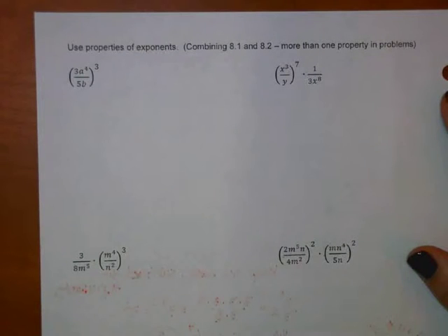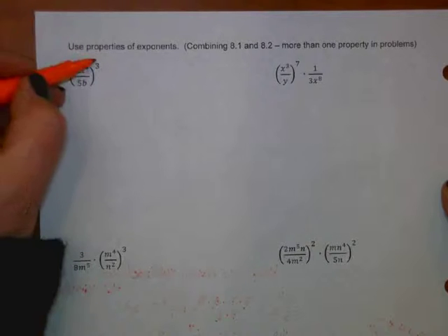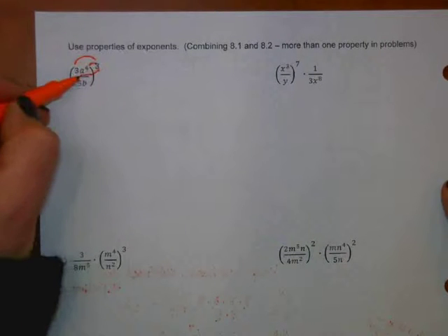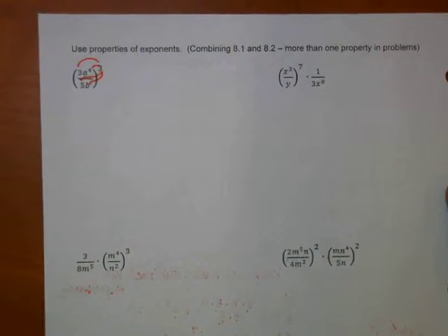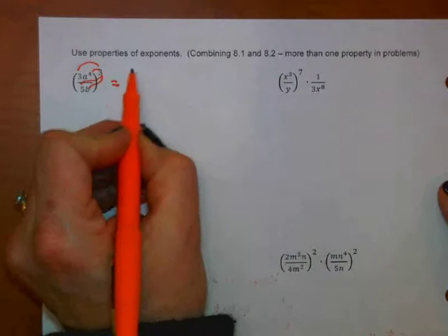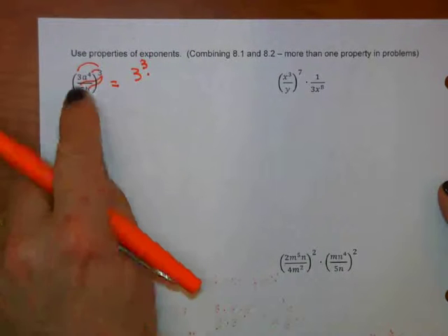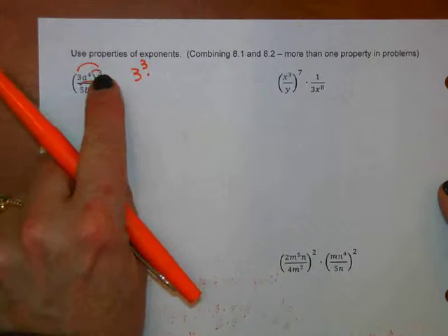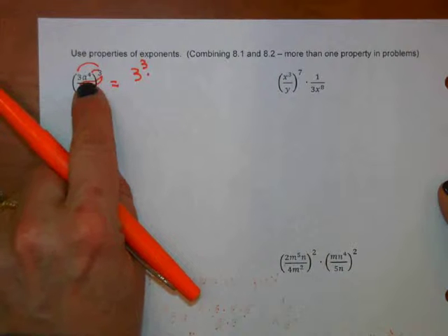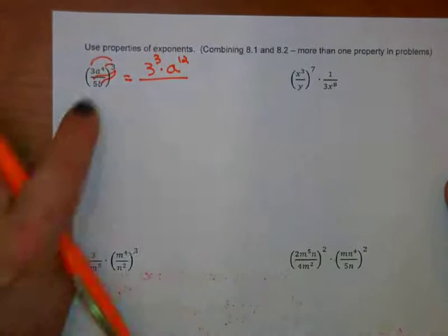Let's look at this. We've got all this stuff raised to the 3rd power, so we have to put that 3 on everything that's in that fraction. All 4 things you put that 3 on. So it looks like this: 3 to the 3rd. Hold on, we're putting that 3 on everything. And then a to the 4th to the 3rd. We're multiplying, power to a power, so that's a to the 12, over 5 to the 3rd, and then b to the 3rd.